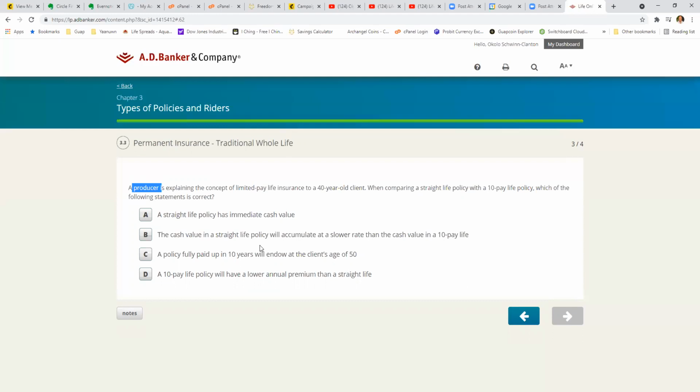So now let's go to the only option left. Let's see if it makes sense. The cash value in a straight life policy will accumulate at a slower rate. So now they're double negativing us, whatever that phrase is. They're trying to confuse us, than the cash value in a 10-pay policy. So that means a 10-pay policy, we pay more money in and we start to accumulate cash value sooner. So that means the straight life is going to accumulate slower. So it sounds like B is right.